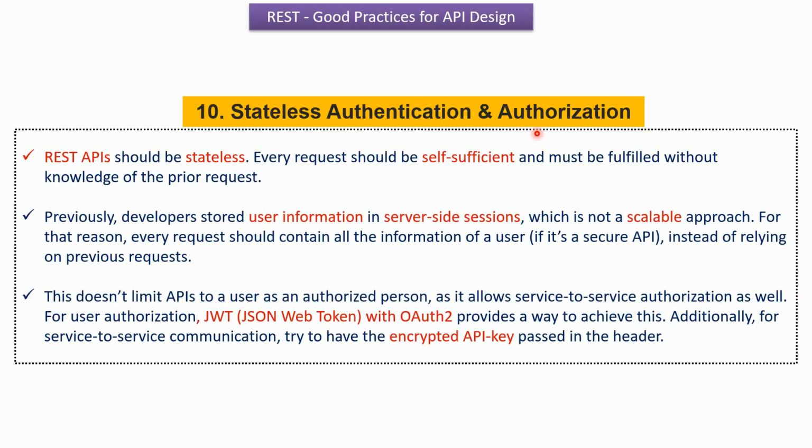Stateless authentication and authorization. REST API should be stateless. Every request should be self-sufficient and must be fulfilled without the knowledge of the prior request. Previously, developers stored user information in server-side sessions, which is not a scalable approach. For that reason, every request should contain all the information of the user instead of relying on the previous request. This can be achieved by using a JWT token with OAuth 2.